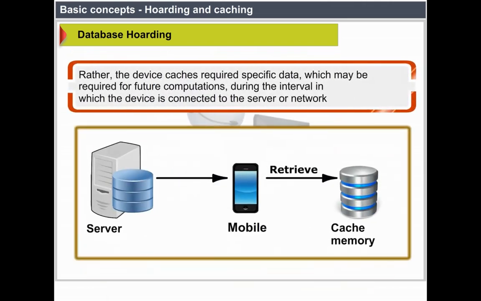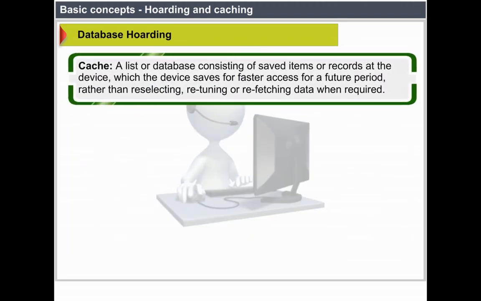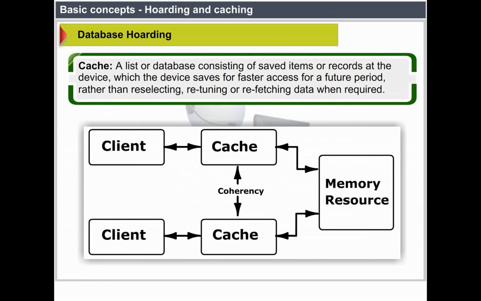Rather, the device caches specific data which may be required for future computations during the interval in which the device is connected to the server or network. Cache: a list or database consisting of saved items or records at the device, which the device saves for faster access at a later time, rather than reselecting or refetching data when required.